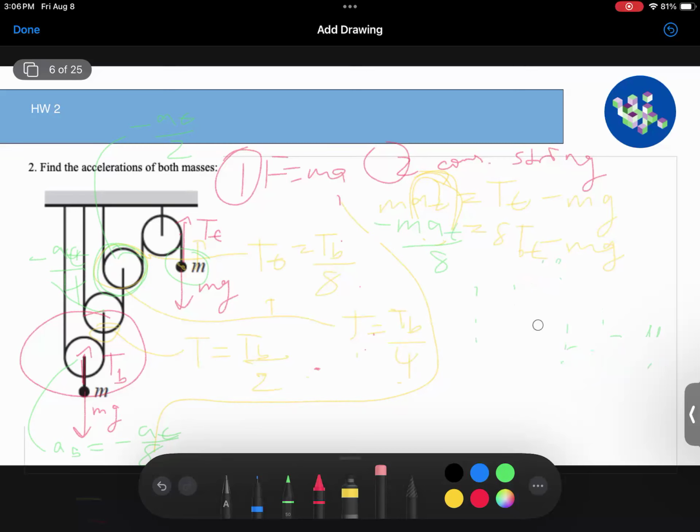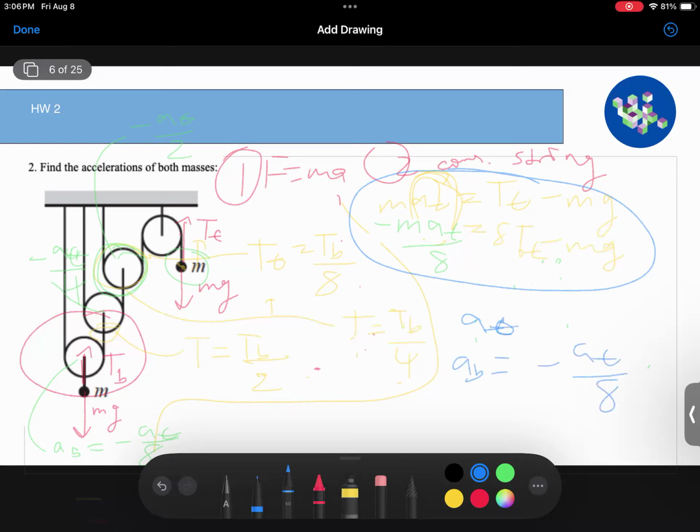You have two unknowns, right? You have AT and TT, and then you solve for both of them. So the final task of this problem: solve these two equations and you'll get your final answer for AT. And then once you know AT, you'll know AB, which equals negative AT over 8. That'll just be your final answer.